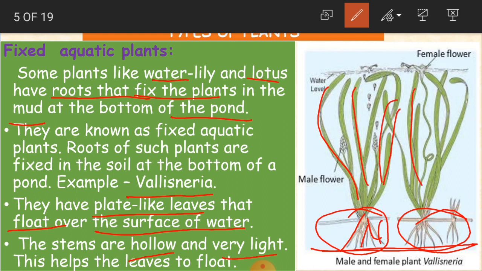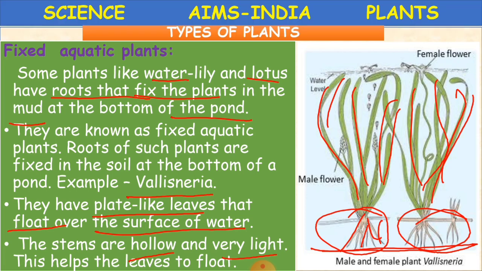These are the stems, children. Hope you are able to see this. So as they are very light, this helps the leaves to float over the surface of the water. Clear, children? Now we'll see the other one.